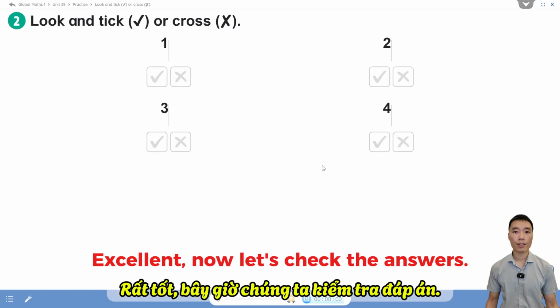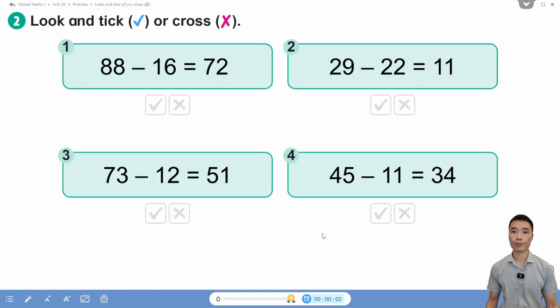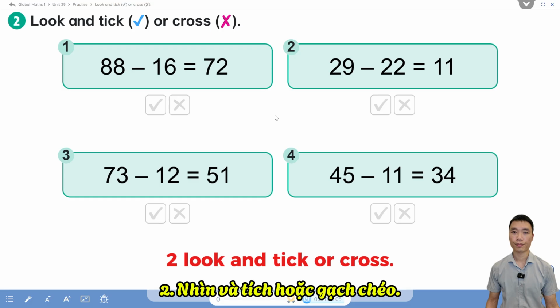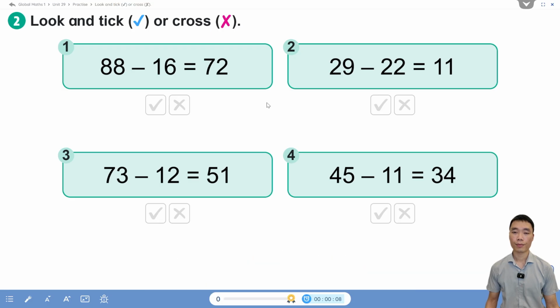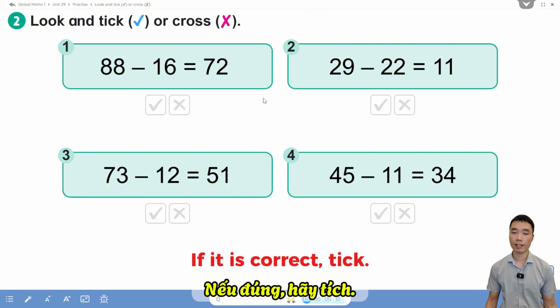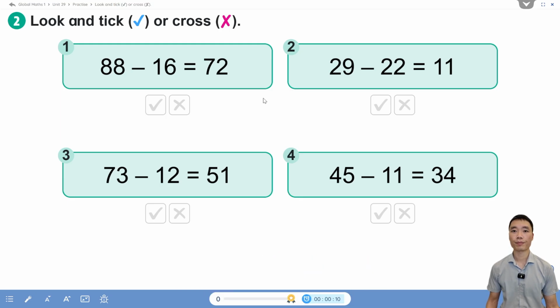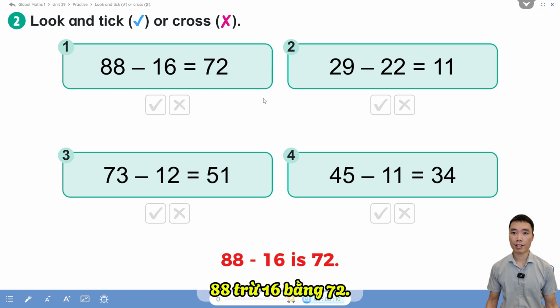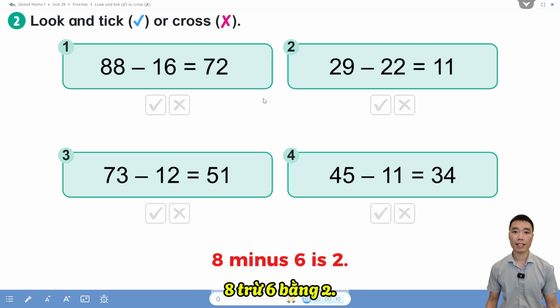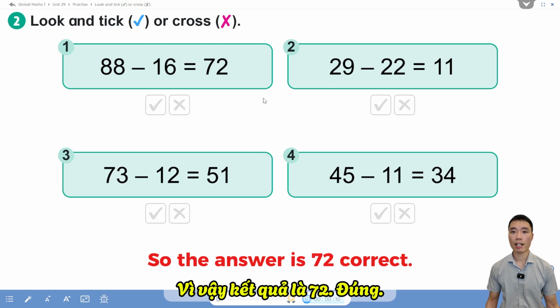Excellent. Now, let's check the answers. 2. Look and tick or cross. Look at the subtraction. If it is correct, tick. If it is wrong, cross. Number 1. 88 minus 16 is 72. 8 minus 6 is 2. 8 minus 1 is 7. So the answer is 72. Correct.